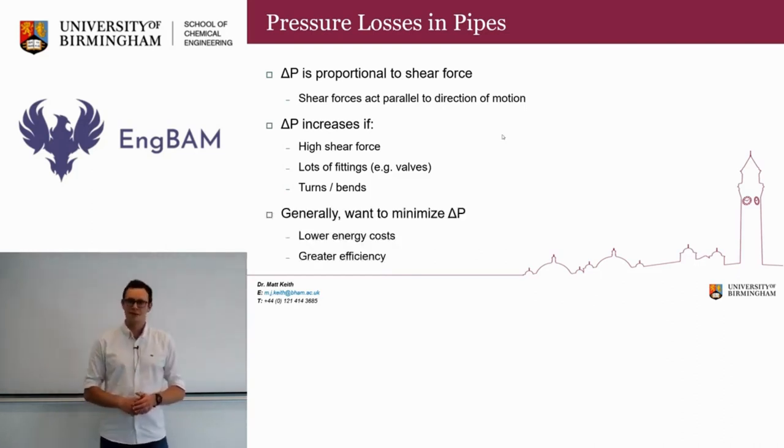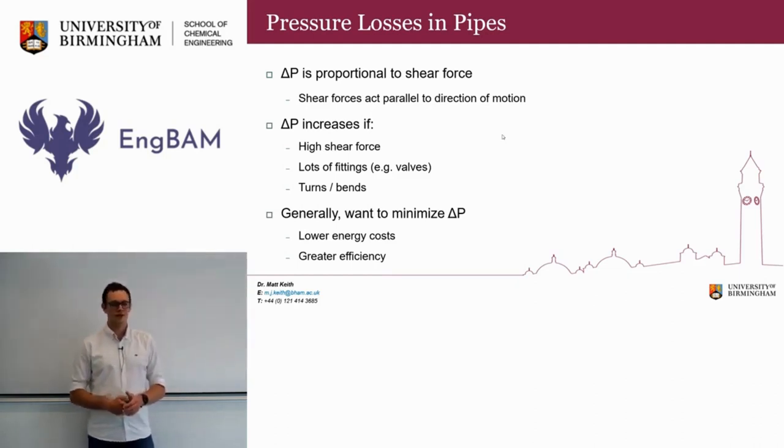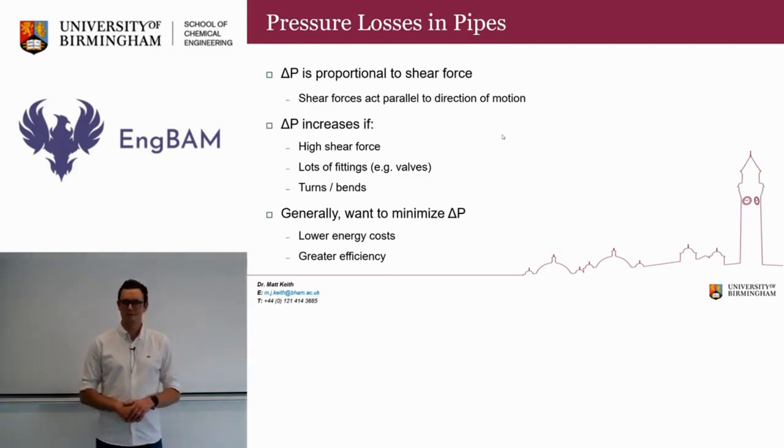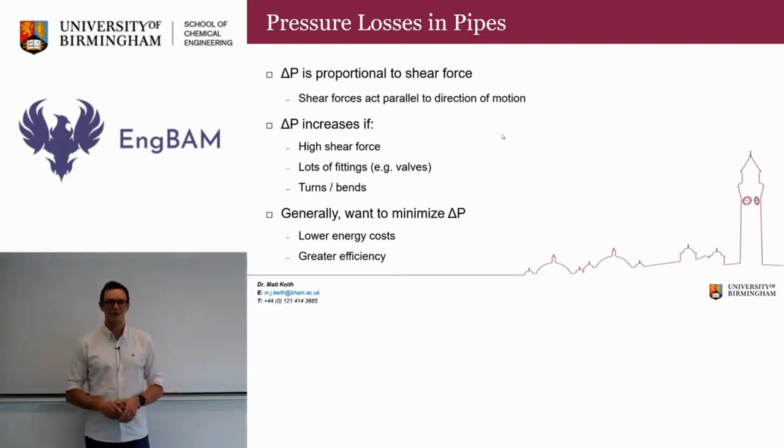Generally, we want to minimise our pressure losses. If we have a lower pressure loss, we end up reducing our energy costs, which gives us greater efficiency and enables us to save money. And that's another key aspect of being a chemical engineer, is looking at how we can improve processes and lower our environmental impact and lower our operating costs.